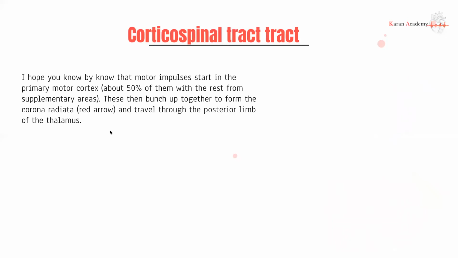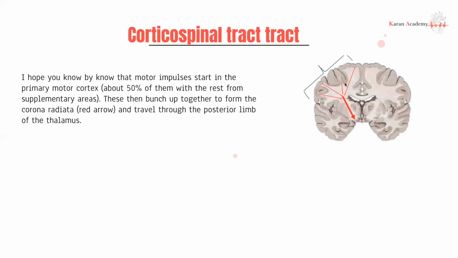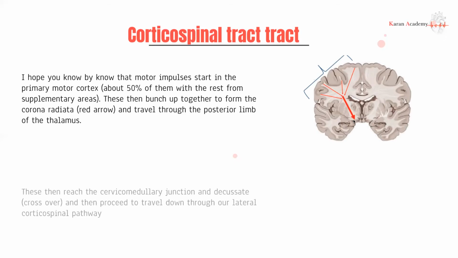Then you have the corticospinal tract. So this goes from your cortex to the spine, right? I hope you all know at this point that most motor impulses start in the primary motor cortex, with some of them starting in the supplementary areas. You then bunch them all together to form this big channel called the corona radiata. It passes through the posterior limb of the internal capsule, which can be visualized here.